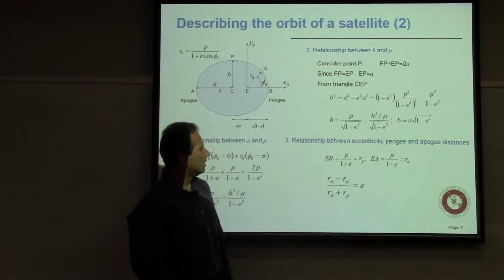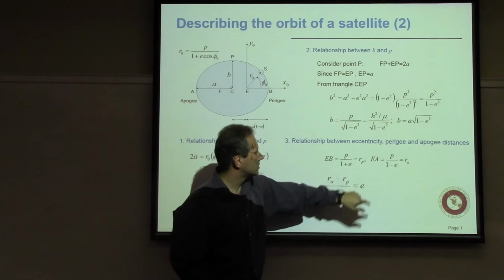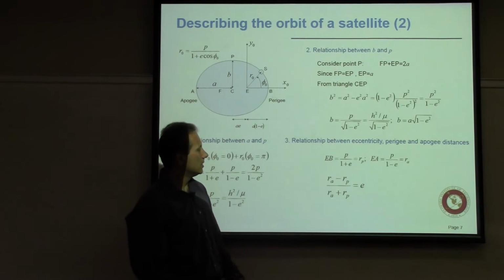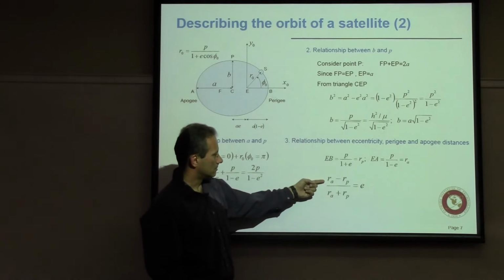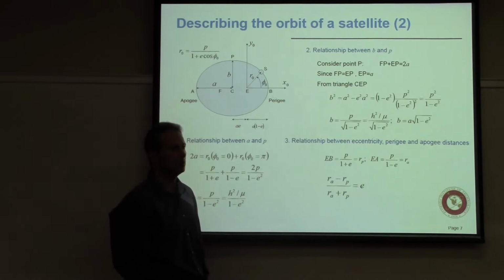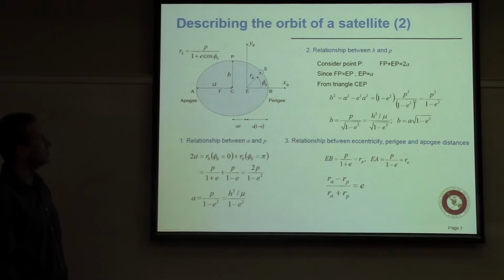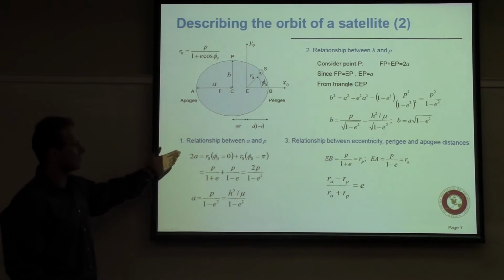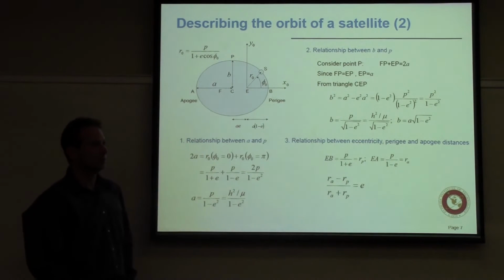If you look at this equation and these two equations, and you express E from there, you get that your eccentricity can be expressed as distance to the apogee minus distance to the perigee over the sum of the two distances. So that's the third very useful relationship that tells us how you can express the eccentricity in terms of these two distances. Of course, if you have a circular orbit, these two are the same, so the eccentricity is equal to 0.